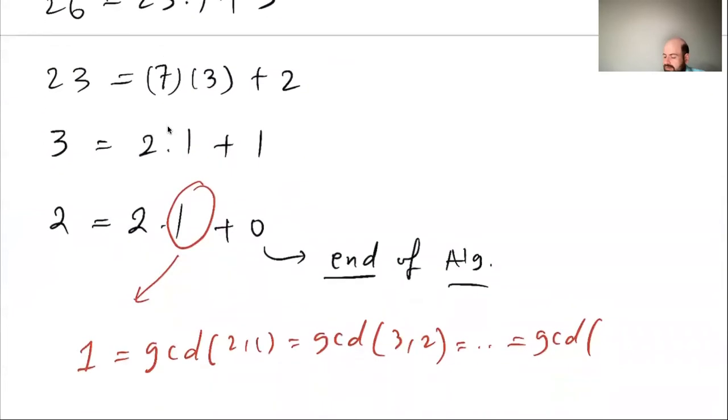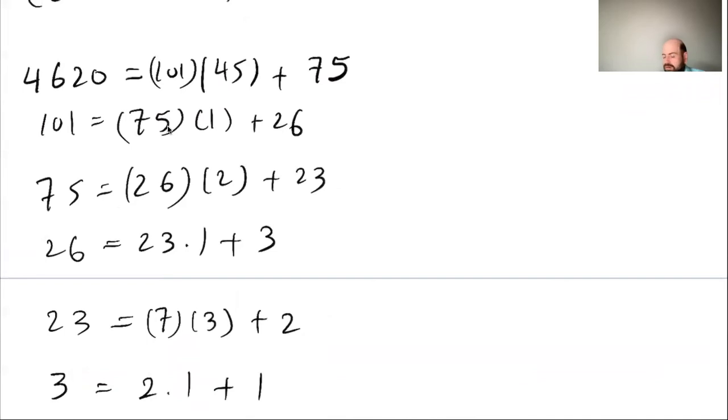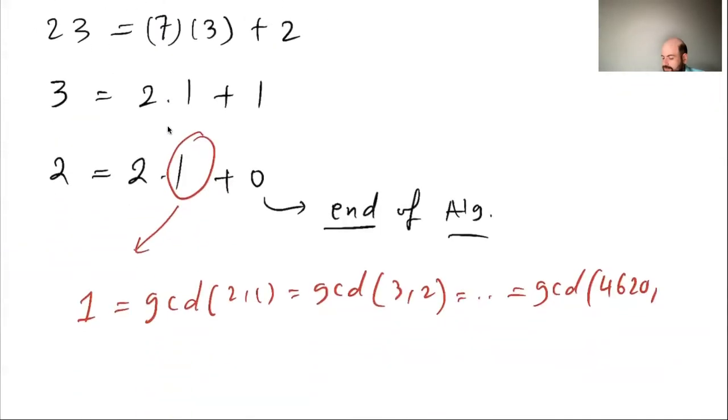and then we get these two, which is 4,620 and 101. So GCD is 1.